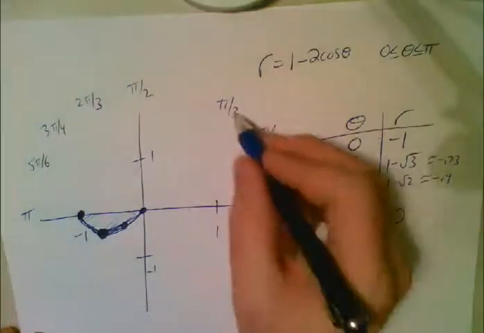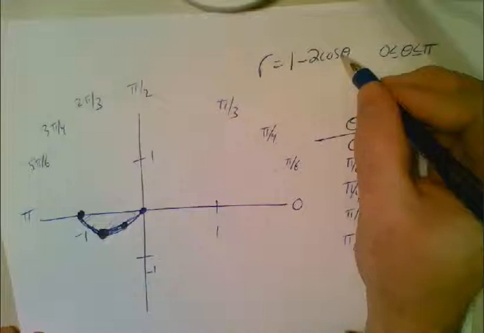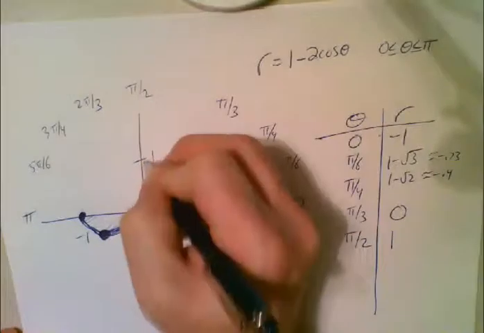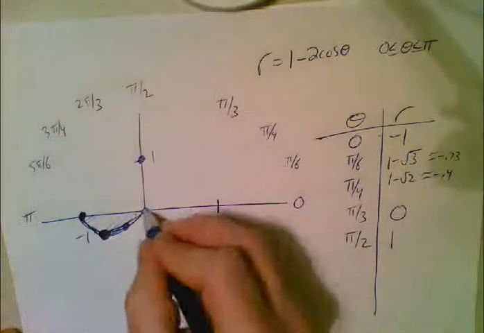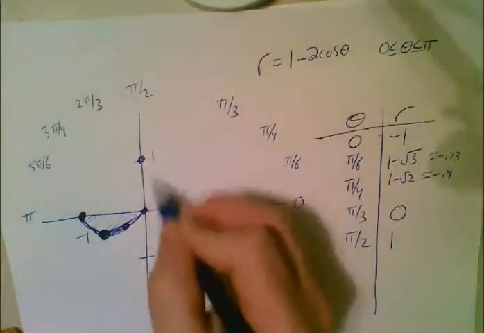Alright, so that's pi over 3. How about pi over 2? Cosine pi over 2 is 0. So that's 1. So at pi over 2, I'm 1 away. So it doesn't go here because there's obviously stuff in between. It's got to just come back relatively quick.